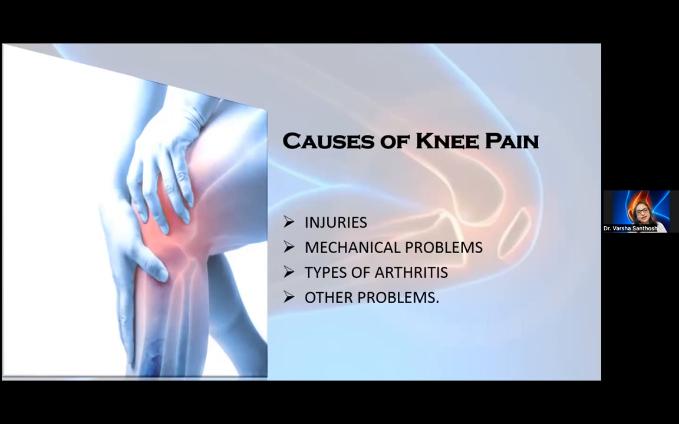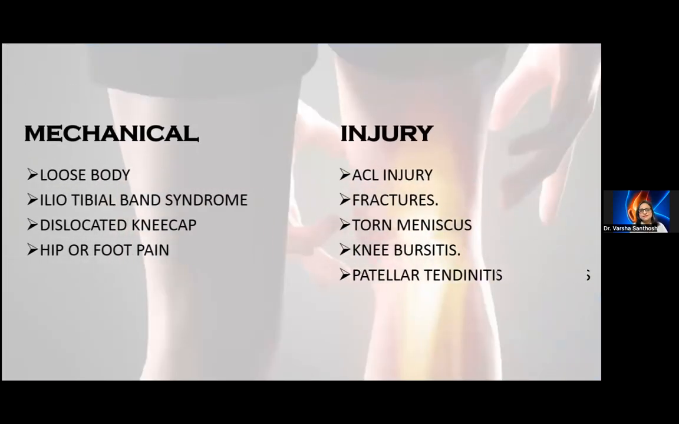There could be different types of inflammation of that joint, which we call arthritis. Or there could be some other problems. Let's say the patella is having a problem. Or it could be a referred pain sometimes, like the hip is having a problem or the ankle is having a problem. But to adjust for that pain, you hold your body in a particular awkward way and you walk, which causes some awkward pain on the knee. So there could be other related problems causing knee pain. Basically only these four things are there.